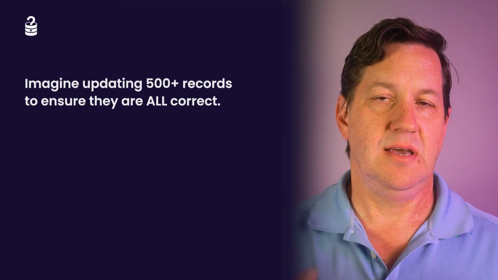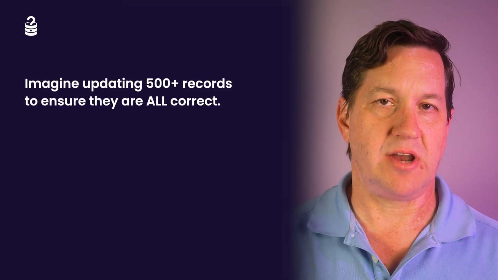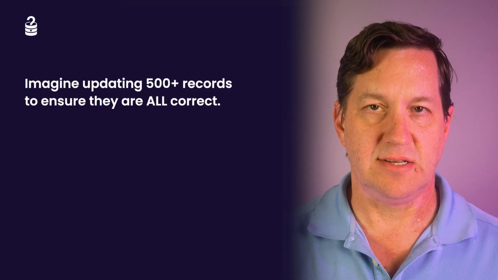What if you needed to update that value in the database? Isaac Asimov passed away in 1992, but imagine a modern-day author that was loaded into our library. What if our database tracked the date of their birth and their death, and we needed to make an update? Imagine updating 500 plus records to ensure they're all correct.